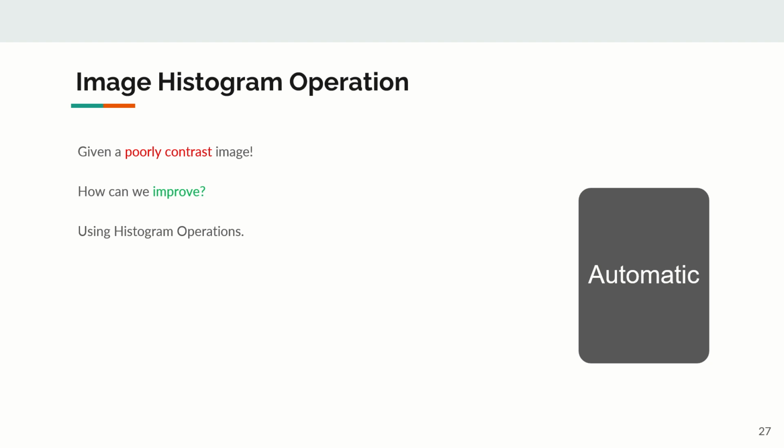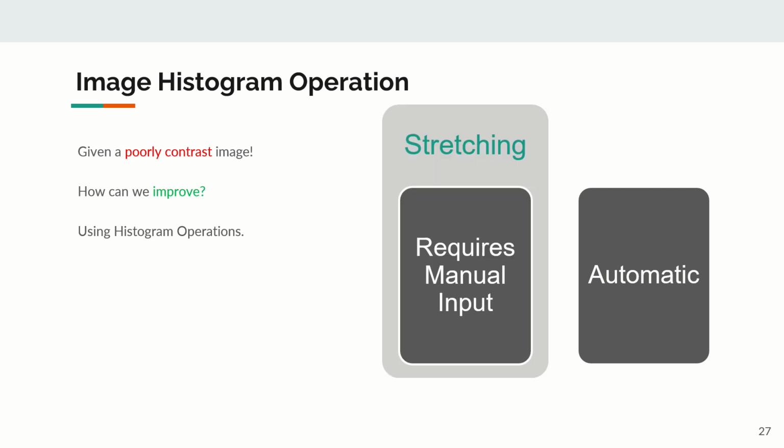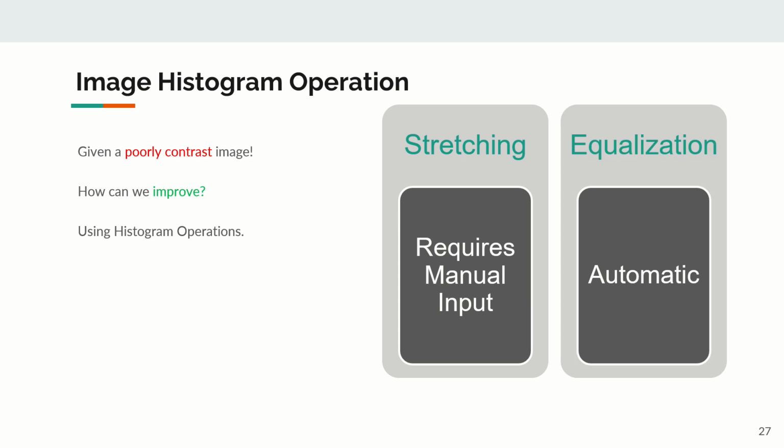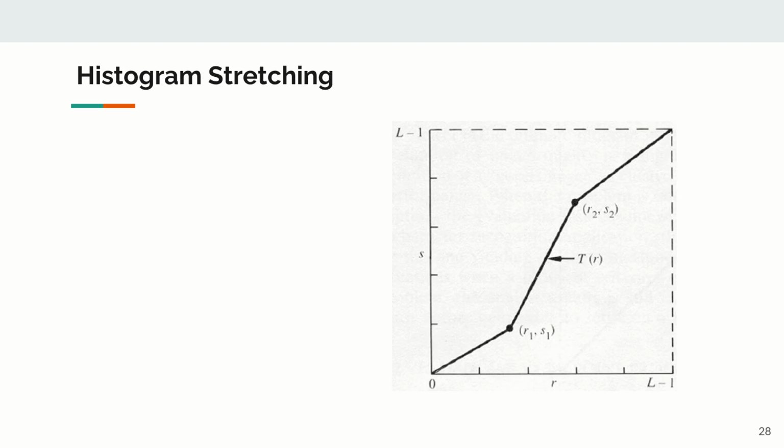Given a poorly contrasted or a dark image, we would like to improve its contrast or lighten it. We can do this by histogram stretching and histogram equalization. Let's discuss both of the techniques one by one. Histogram stretching aims to increase the dynamic range of the image. The task is achieved using a piecewise linear function.